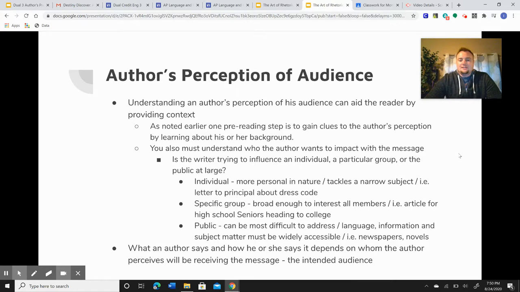So what an author says and how he or she says it depends on whom the author perceives will be receiving the message, so the intended audience. So if you have a college professor that's writing a paper about some specific literary piece that gets published in a journal, who's his intended audience? So it could be students, it could be anybody that likes the piece, it could be other professors, the normal readers of that periodical or journal. So you have to know who your intended audience is in order to be able to effectively reach them.